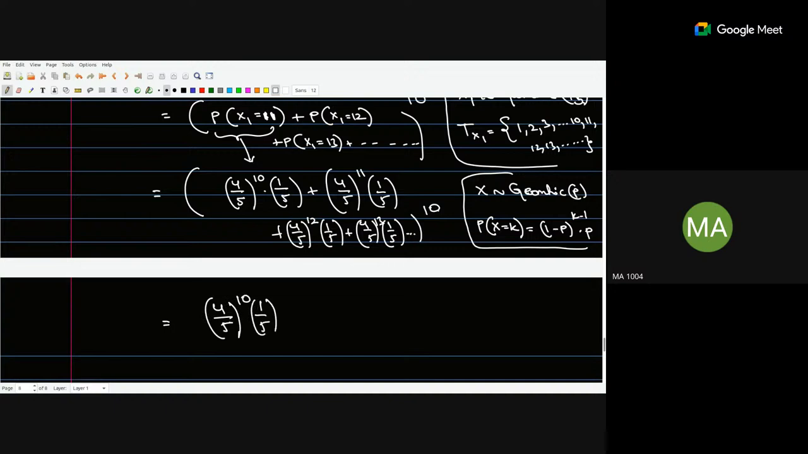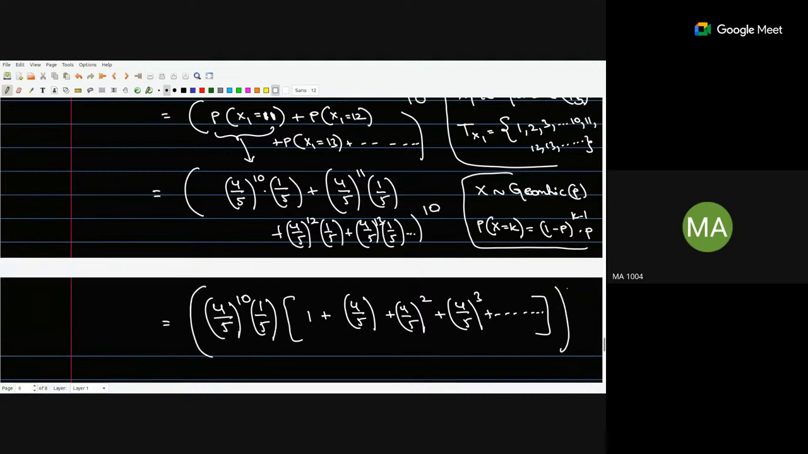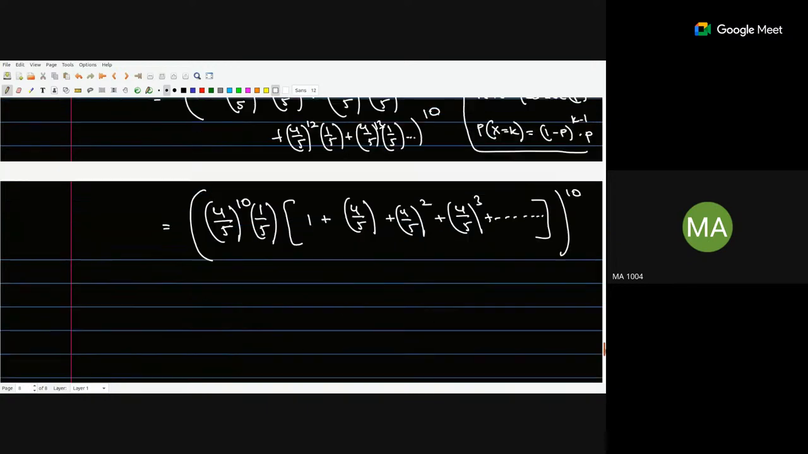And 1 by 5, if you take that common out, you will be left with 1 plus, in the second term, 1 by 5 has gone, (4 by 5) whole power 10 is gone, left is 4 by 5. In the third term, you will be left with (4 by 5) whole square, and in the next term you will be having (4 by 5) whole cube and so on. And whole power 10. So now this looks like a geometric progression. If you know what a geometric progression is, it's just a geometric progression.